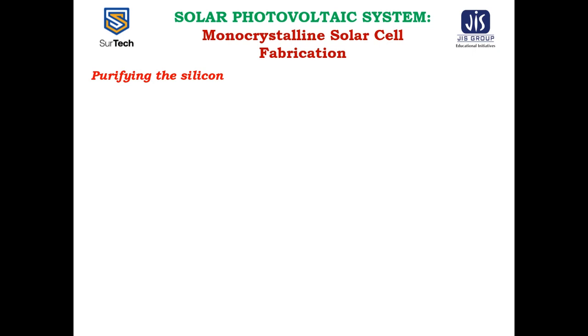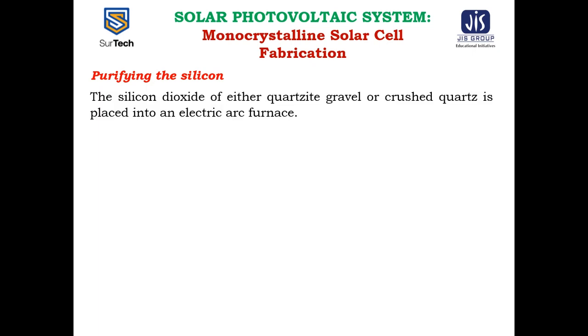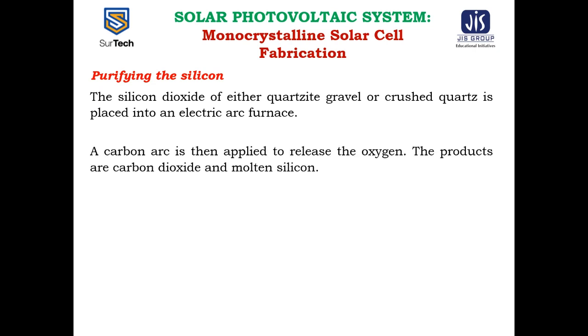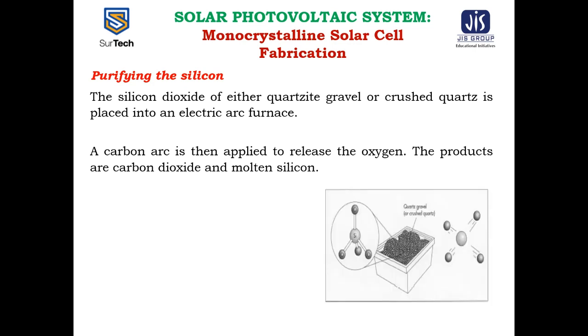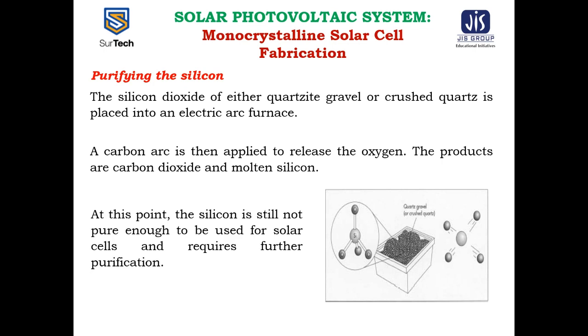So now come to the second part of my lecture, that is monocrystalline solar cell fabrication. First step is purifying the silicon. The silicon dioxide, either quartz, gravel or crushed quartz, is placed into an electric arc furnace. A carbon arc is then applied to release the oxygen. The products are carbon dioxide and the molten silicon. At this point, the silicon is still not pure enough to be used for the solar cells and requires further purification.